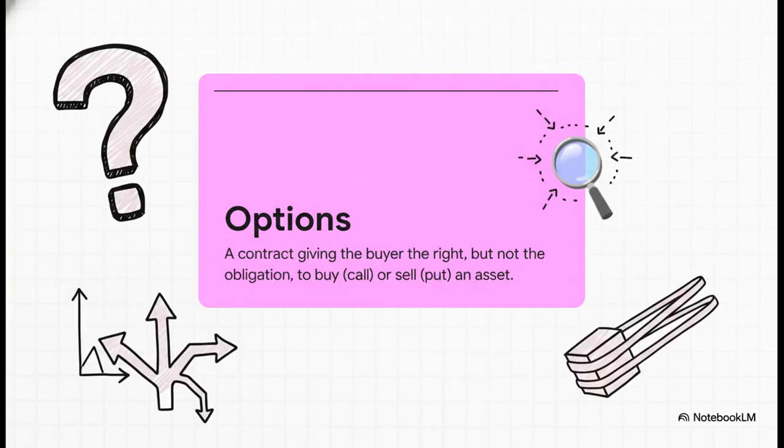And then we have options. And just like the name says, an option gives the buyer, well, an option, a choice. It gives them the right, but, and this is crucial, not the obligation to buy or sell something at a price they've already agreed on. That flexibility is what makes them totally different from futures.